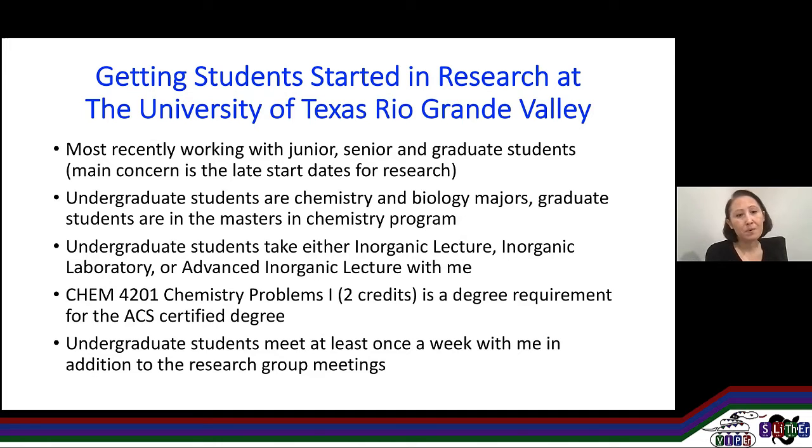So the students, I usually meet them in my inorganic lecture or laboratory classes or advanced inorganic lecture. But when I meet them in the advanced inorganic lecture, that will be really too late to start any type of research unless they consider attending graduate school and get started in research as an undergraduate and continue in graduate school. So our chemistry problems course is 2 credit hours. This is required for the ACS certified degree.